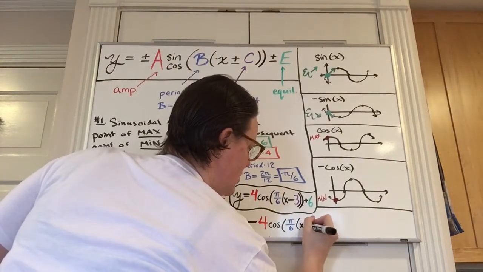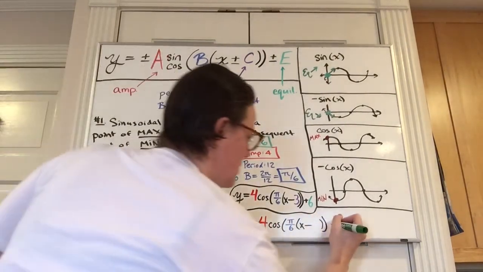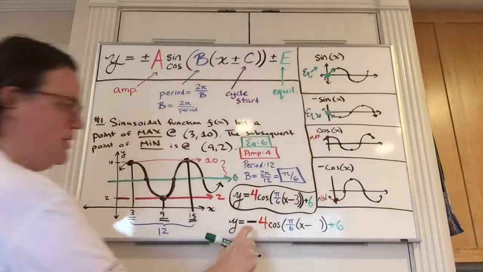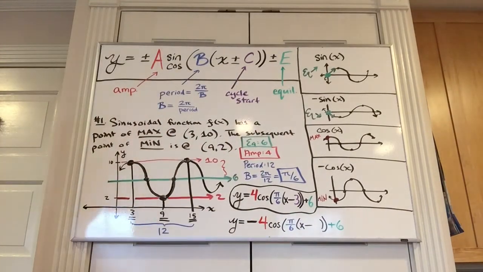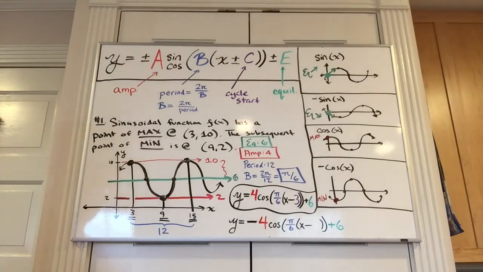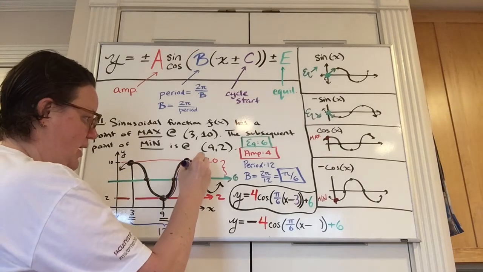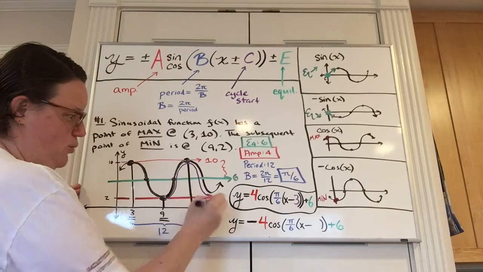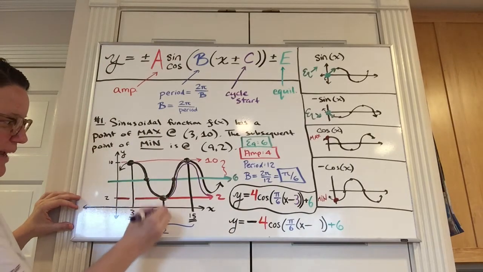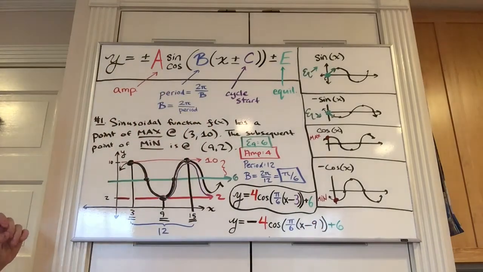For negative cosine, I want to shift to the start of a negative cosine cycle. So because I put a negative out front, I need to shift to the start of a negative cosine cycle. A negative cosine cycle starts at its minimum. I see a point of minimum here at 9. So this is the start of a negative cosine cycle. It'll last 12 units. So since the negative cosine cycle starts at 9, this would be x minus 9. So that's also an equation for this very same graph.